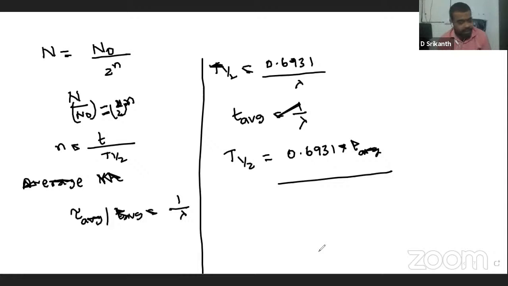Mostly tomorrow, just for half an hour it will be there. Nuclear fission, nuclear fusion, and then Q value. After that we'll do numericals on binding energy, radioactive decay, and then Q value.